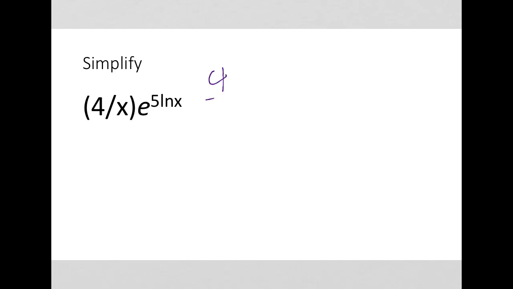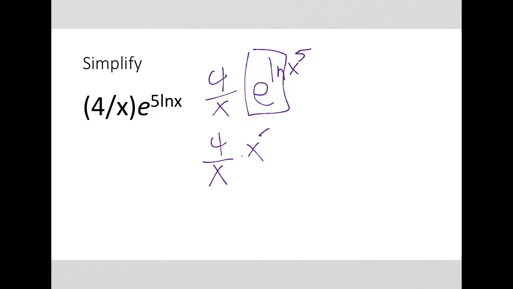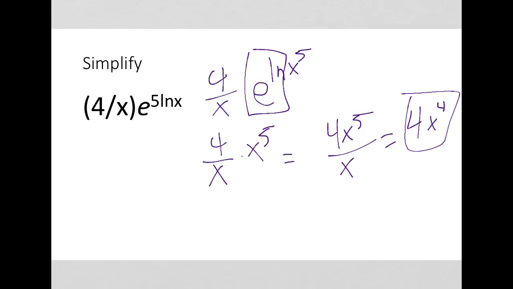Okay, so now we have 4 over x times e to the ln of x to the 5th. Notice how I rewrote that. Well, again, that bit is going to get rid of itself because they are inverses of each other. So we're going to get 4 over x times x to the 5th, which is going to be 4x to the 5th over x, which is 4x to the 4th.